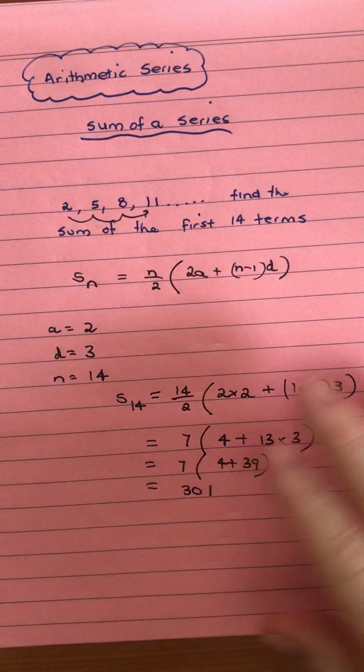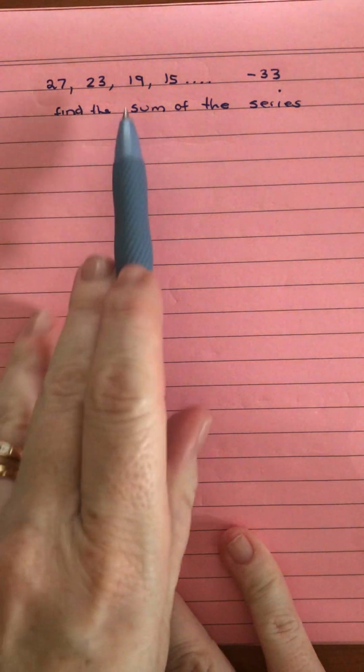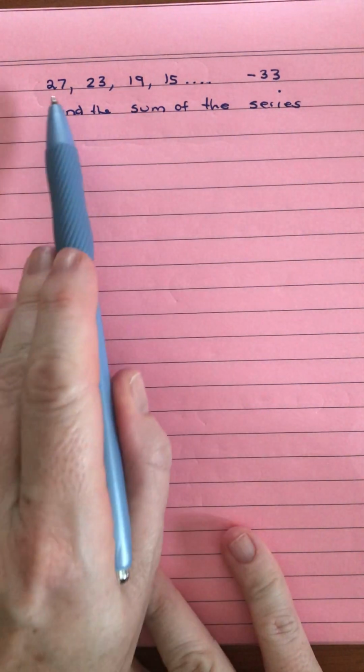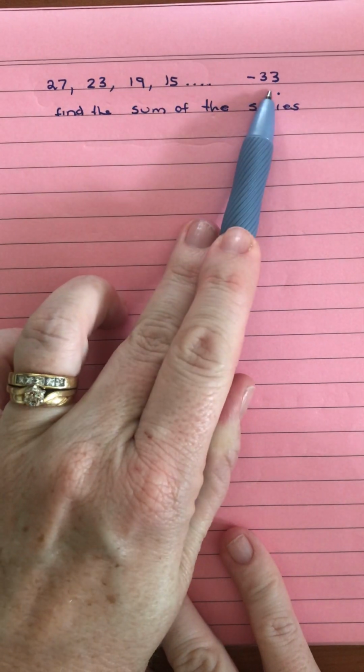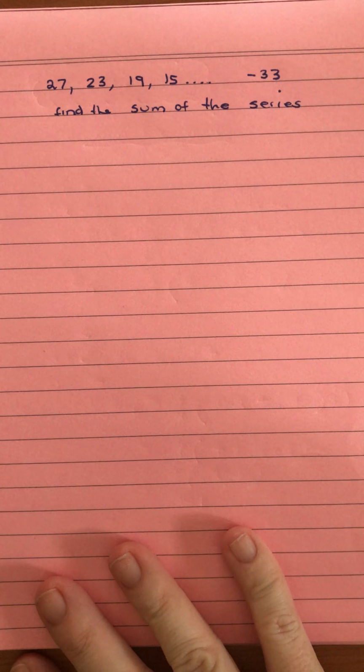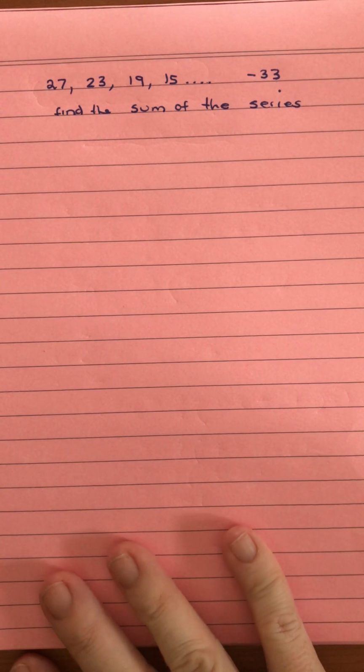I've got a next example where it's not as straightforward, just to look at a slightly more complex one. So we've got, find the sum of this series. Now we've got 27, 23, 19, 15, ... minus 33. So that tells us the negative 33 is our last term in the series. So we're not told how many terms there are. So obviously we need to work that out first.